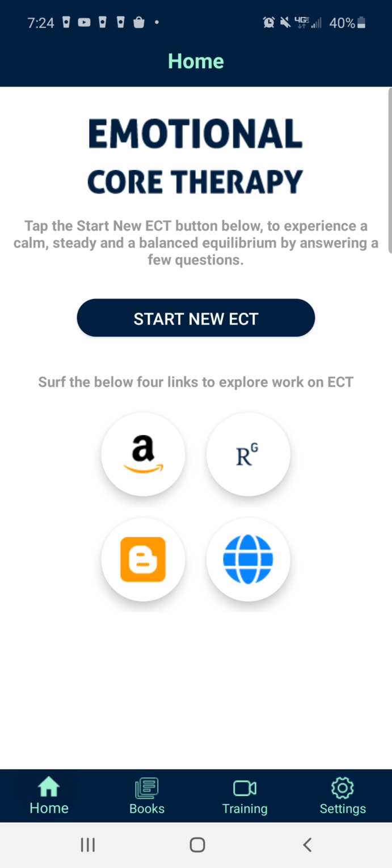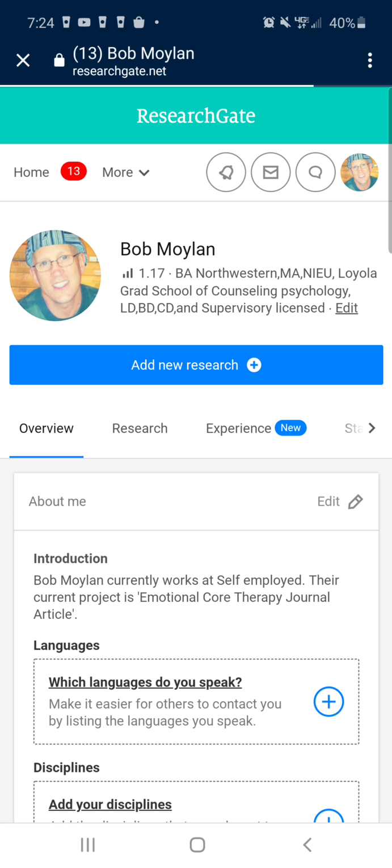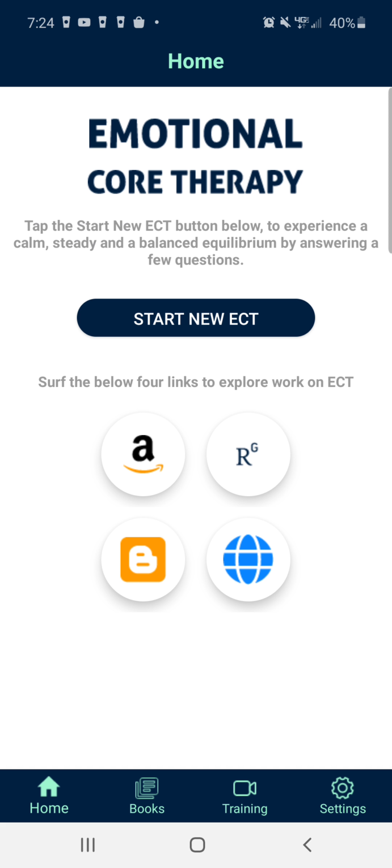Okay, we're going to pause the app now. Now we're going to go back to the screen again, the app itself. Let's go back to the home section. The home section has 4 links on there. One to my Amazon page, which is my books. I have 17 published journal articles on ResearchGate. You can look at all these research articles right here on topics such as depression, anxiety, addictions, anger. We also have my blog right there, and then my website, emotionalcoretherapy.com.